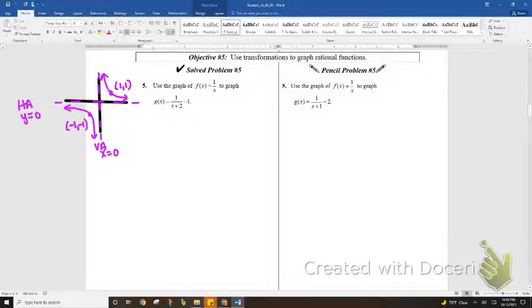5 says use a graph of f of x equals 1 over x to graph g of x equals 1 over x plus 2, minus 1. So remember that plus 2 is with the x in that denominator, okay? So it's going to affect our x values, and anytime it's trapped in with x, it's going to do the opposite of what it says. It says x plus 2, which we know means it's going to go to the left 2.